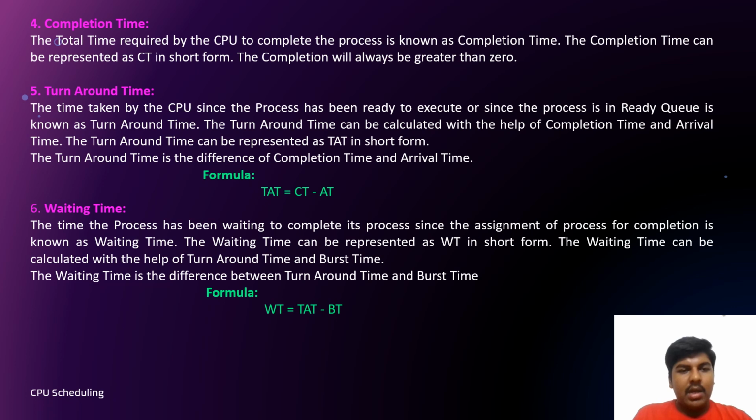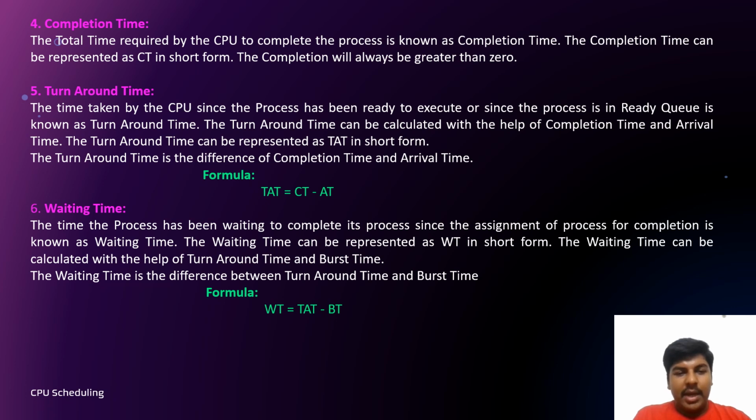Turnaround time. The time taken by the CPU since the process has been ready to execute, or since the process is in the ready queue, is known as turnaround time. The turnaround time can be calculated with the help of completion time and arrival time. The turnaround time can be represented as TAT in short form. The turnaround time is the difference of completion time and arrival time. As we can see in this formula, TAT is the turnaround time, CT is the completion time, and AT is the arrival time.